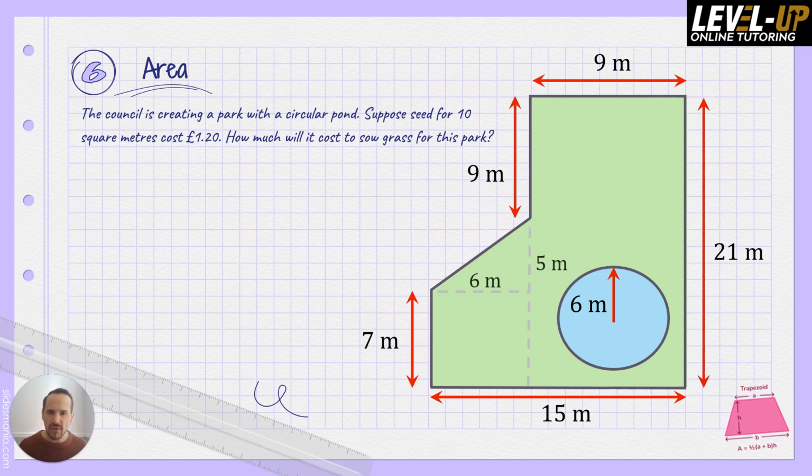But what we can do is divide it up into more regular shapes that we're familiar with. So say we're trying to calculate the area, first things first, we could calculate the area of that big tall rectangle on the right, which is going to be 9 times 21. I know that includes the pond, but we're going to ignore that now, pretend the pond's not there.